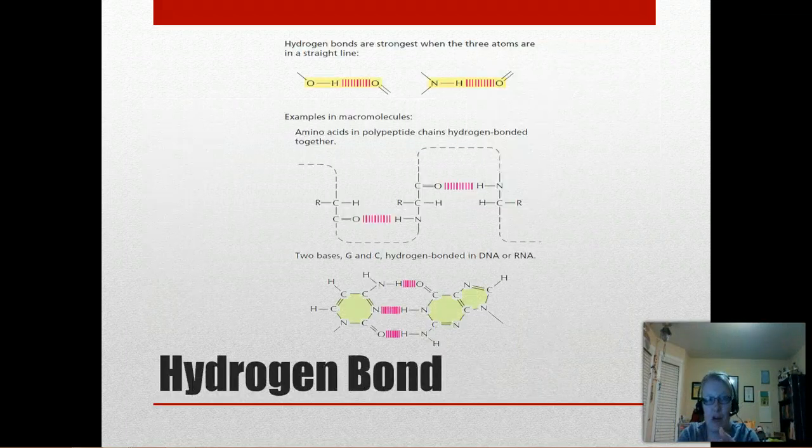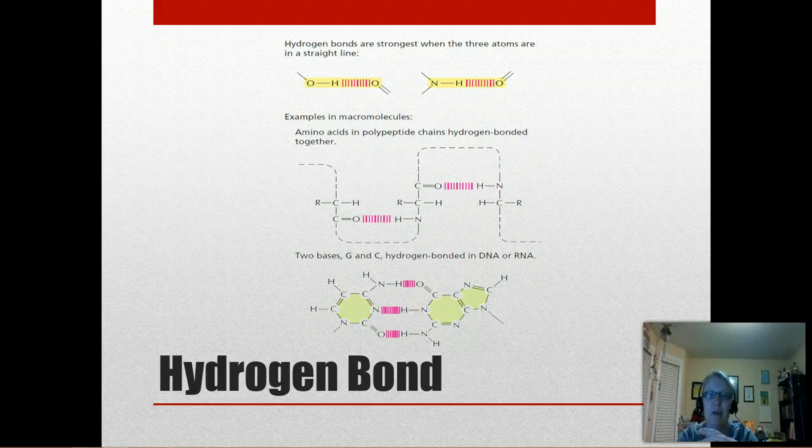Another important attraction is a hydrogen bond. Now, remember back to that water we talked about. Generally, when hydrogen is bonded to an oxygen or a nitrogen or something that's really electronegative, that atom will pull the electrons towards it, which makes that hydrogen positive. That then makes that hydrogen more likely to be attracted to something that's negative. And you can see that here, where the hydrogens are attracted to the oxygens or attracted to the nitrogens, depending on where we're looking.